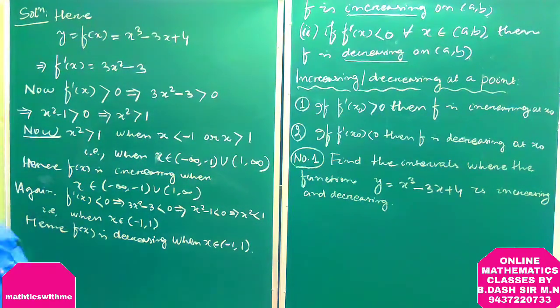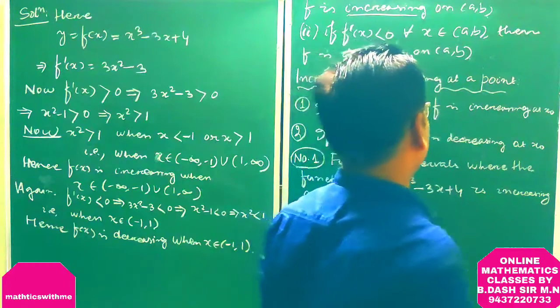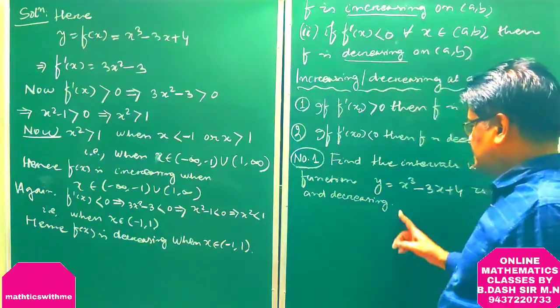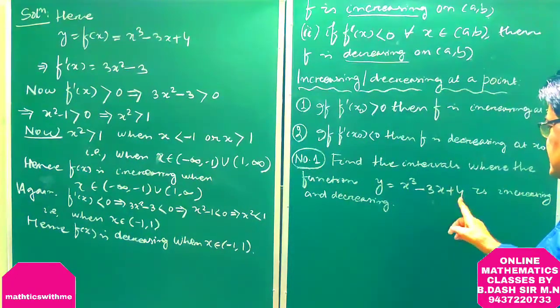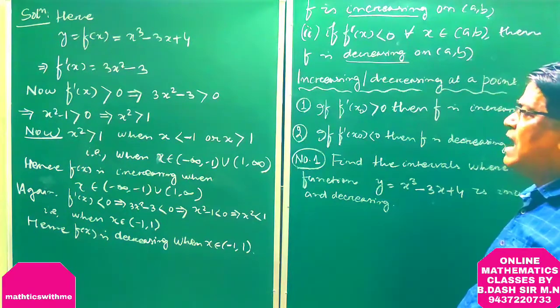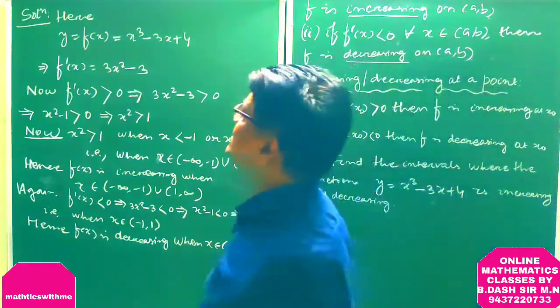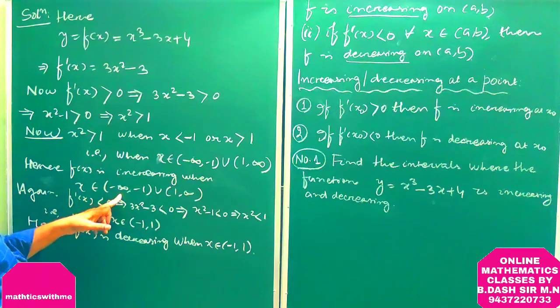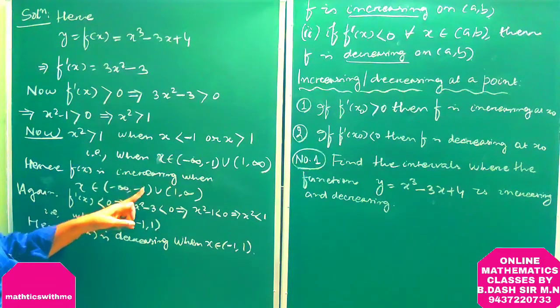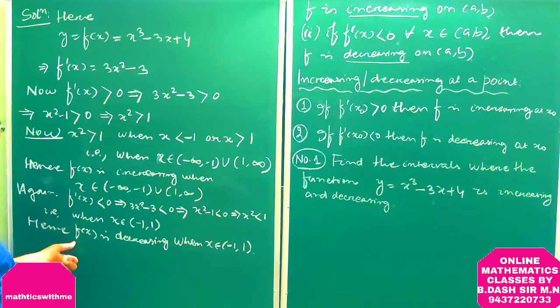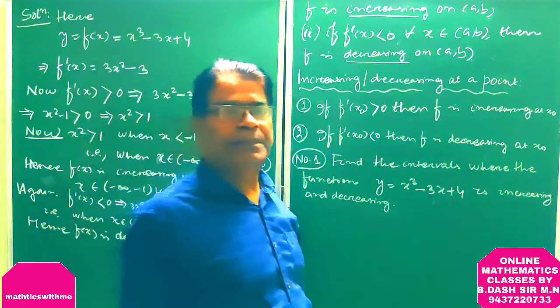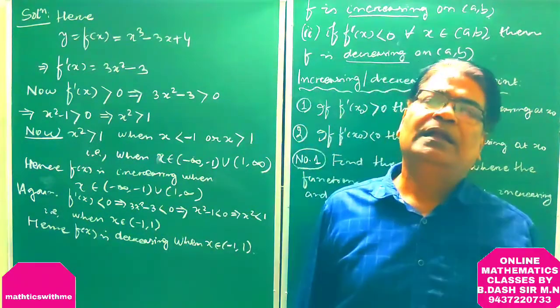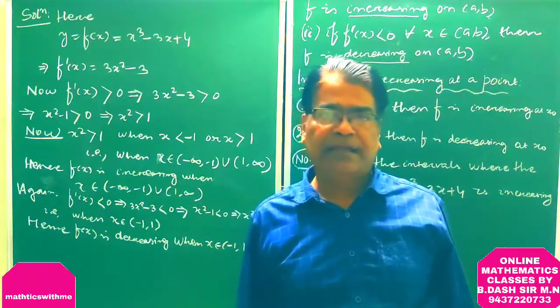So the question is, find the intervals where the function y = x^3 - 3x + 4 is increasing and decreasing. The function is increasing if f'(x) > 0. After simplification, we get the interval (-infinity, -1) union (1, infinity), and it is decreasing when x belongs to (-1, 1). So our first problem is solved. Let us proceed to solve the next problem.